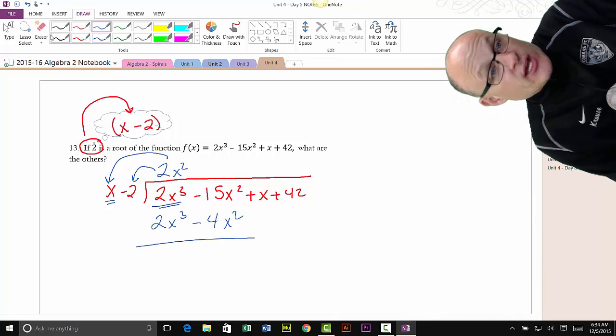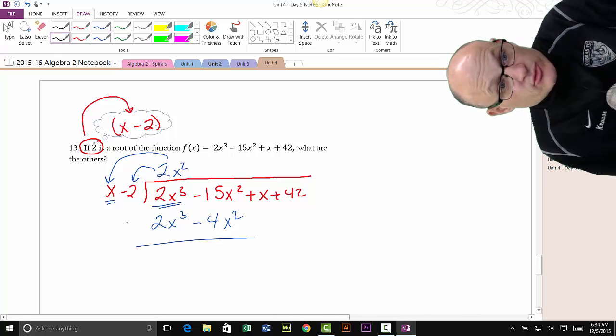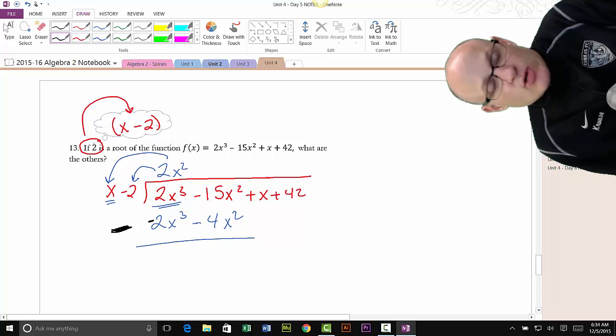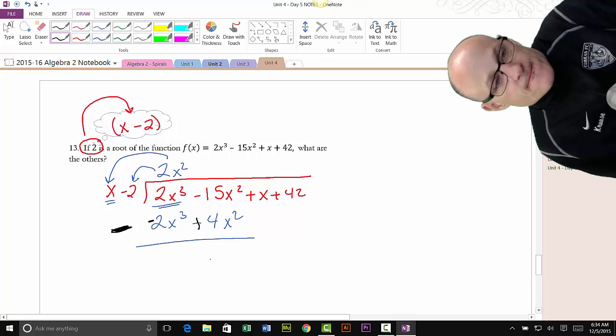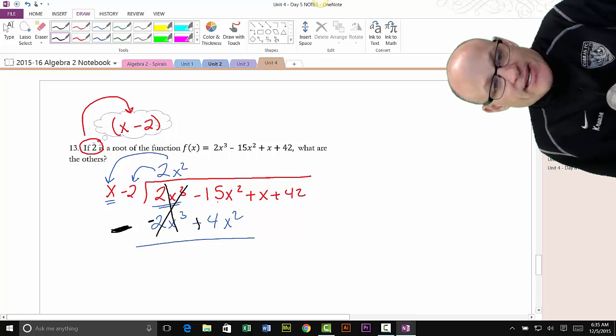I don't know if I've said this yet, but this is the part you're going to screw up, the subtraction. Both of these get subtraction. Minus here, and distribute that minus here. Wait, there's already a minus. Oh, yes, that becomes a plus. These cancel. Negative 15 plus 4 is negative 11x squared.